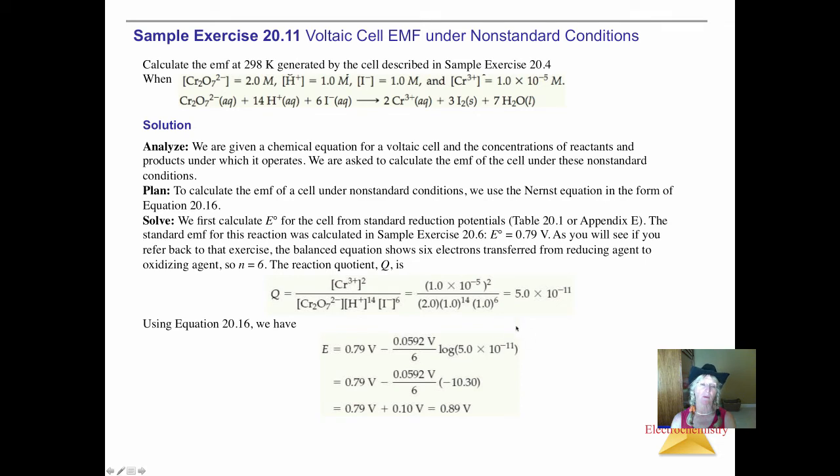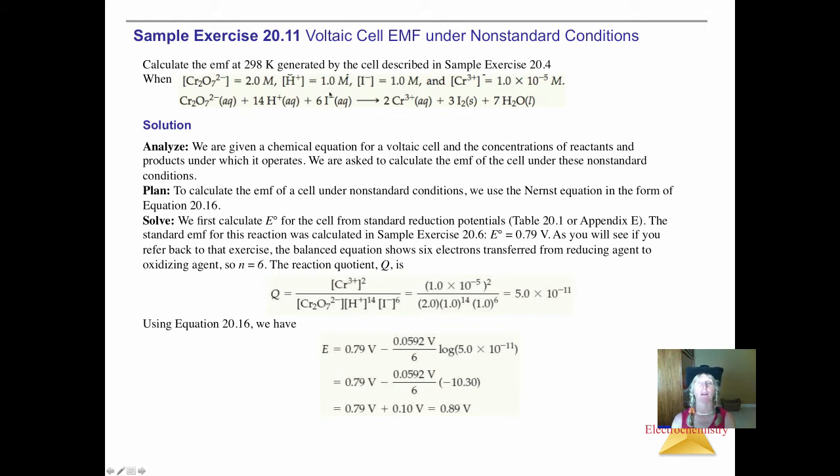So let's do the Q first. The reaction quotient is chromium ions squared. Don't put iodine in because it's solid, and forget about liquid water. All of those products divided by the reactants, well, that would be the dichromate, no coefficient, so don't do anything to it. The hydrogen ion concentration, wow, it's raised to the 14th.